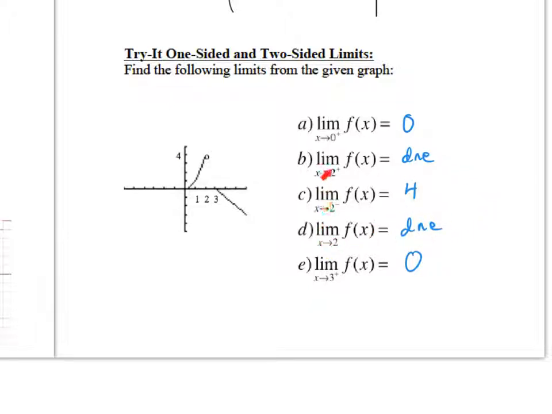Now you notice that each of those had a plus or a minus indicating a one-sided limit, whereas this did not, indicating a two-sided limit. All right, last one here. As I approach 3 from the right, we're going towards a y value of 0.